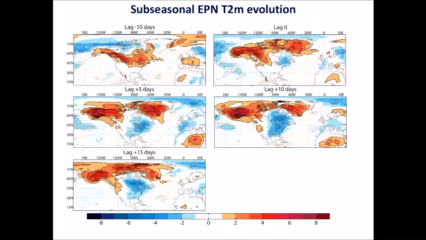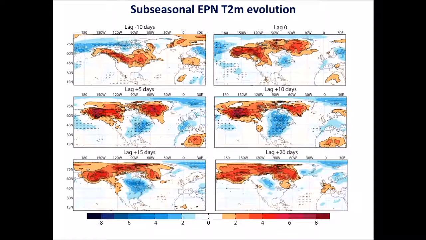So then this is 5 days later. Much of the anomalies are decaying. And then by lag plus 20 days, most of the anomalies are weak, except over the Arctic, we have positive anomalies persisting.